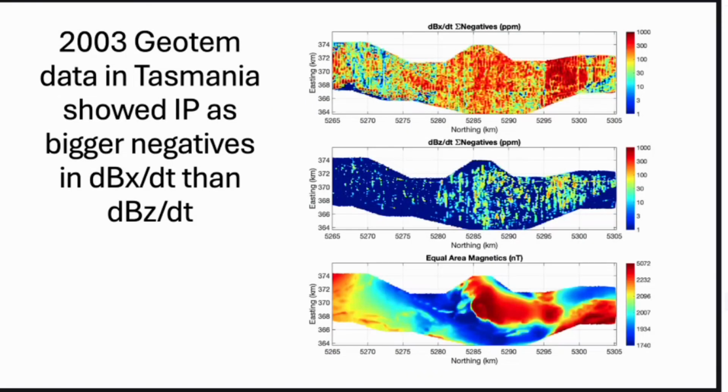In 2003, GATEM flew a survey in Tasmania, and the IP effect there showed up as negatives, and it showed up much more strongly in the X component, dBx/dt, because it's measuring with a coil, than the vertical component. GATEM had a separated geometry with a towed bird. So as well as the coincident loop negatives, there was evidence in the early 2000s that towed bird systems could also see clear IP, with the X component bigger than the Z.